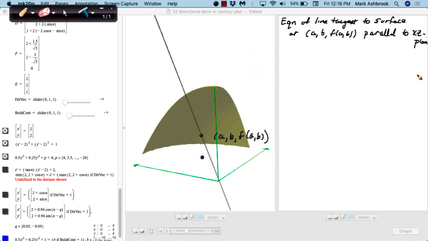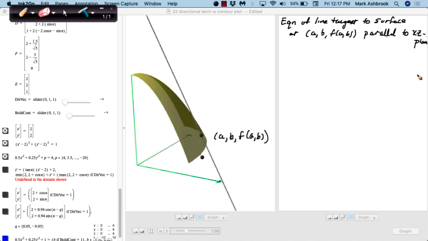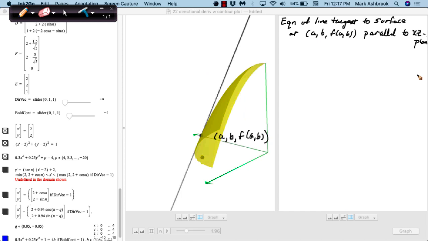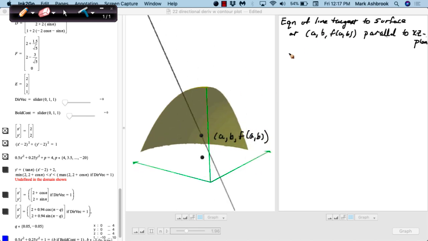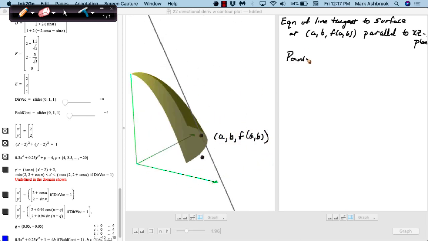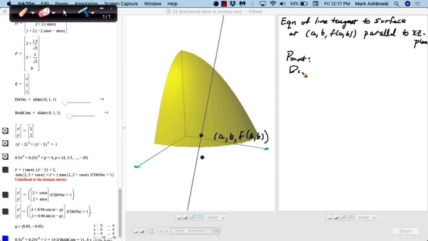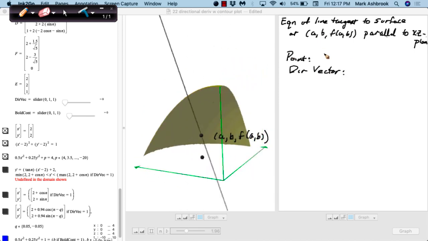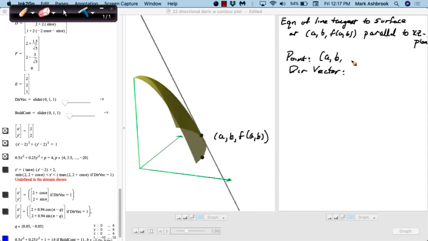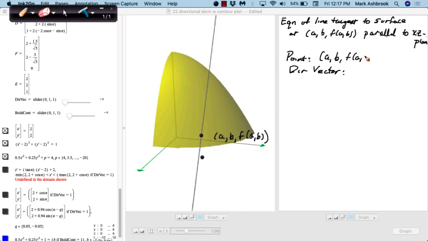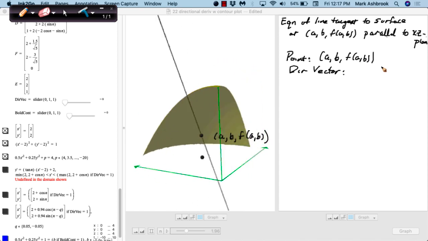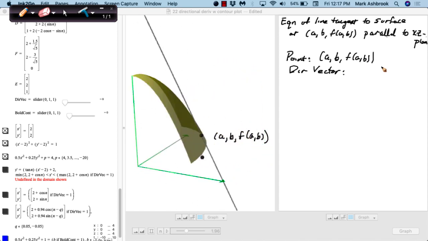Travis: For a line, you have a point and a direction vector. All right, so we need a point and a direction vector. Do we have either of those? So what's our point? Yeah, we got a point on the line. Any point will do, but we only have one, right? We got that point of tangency, (a, b, f(a, b)). Okay, good. And so now we need the direction vector.